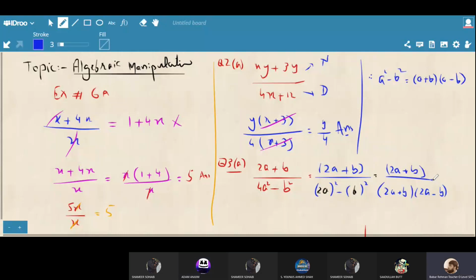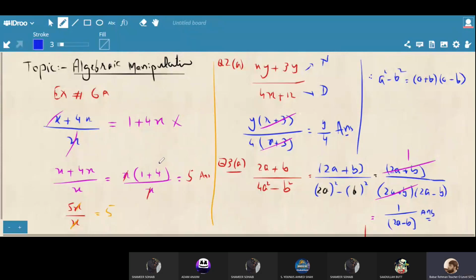Hope you are copying. Keep writing this with me. 2a plus b and 2a plus b cancel. Students, what is our final answer? What is left over here? 1. 1 upon 2a minus b. Our answer is 1 upon 2a minus b. This is our final answer.